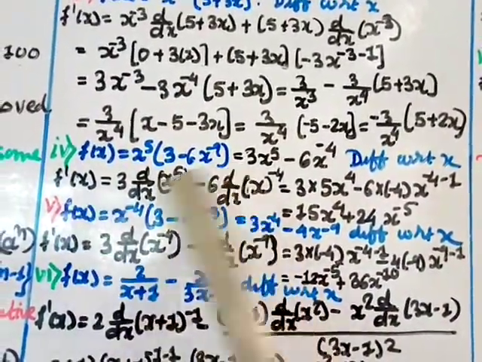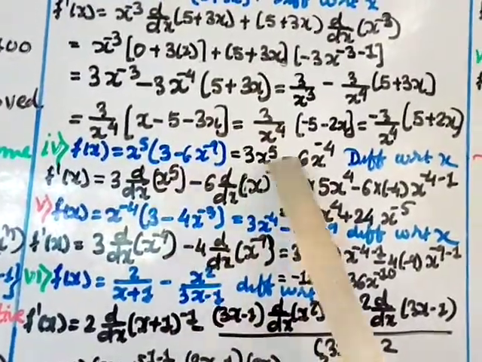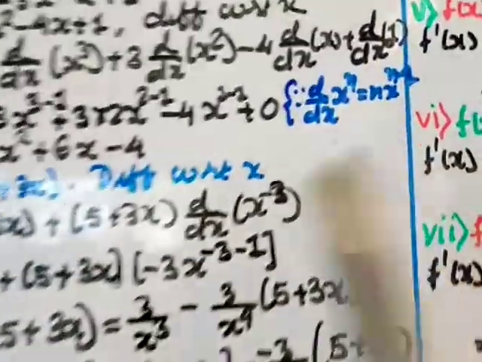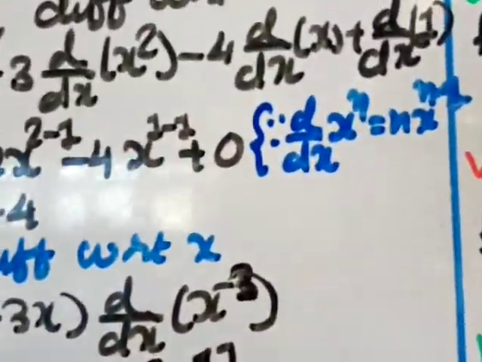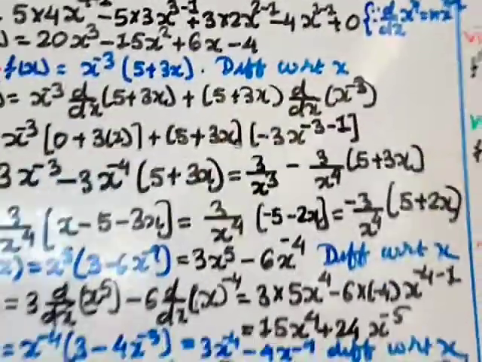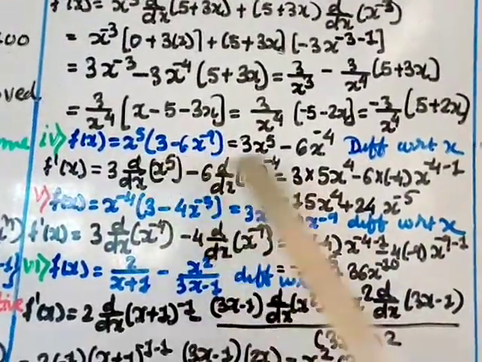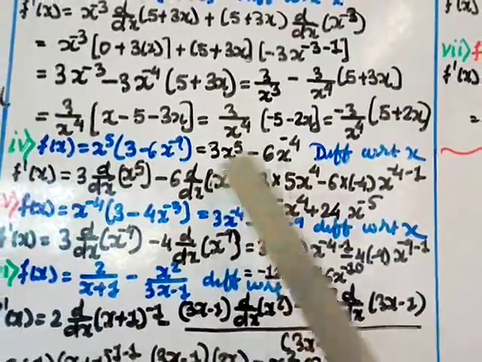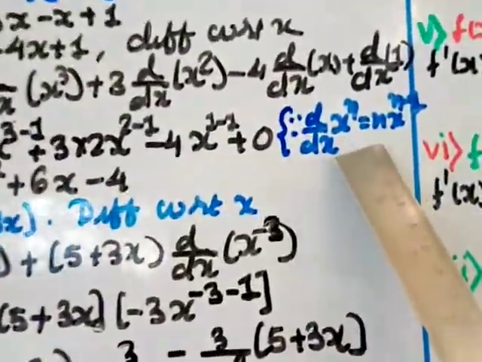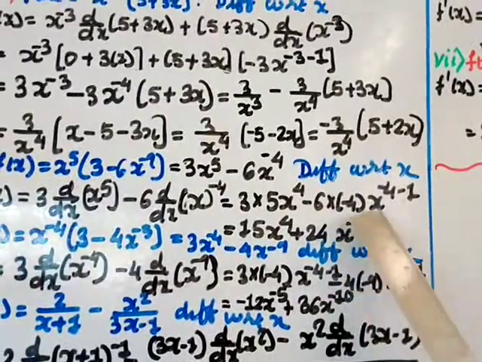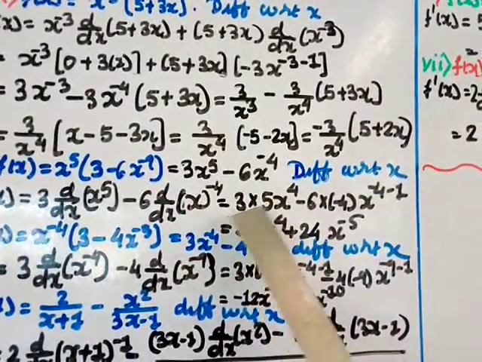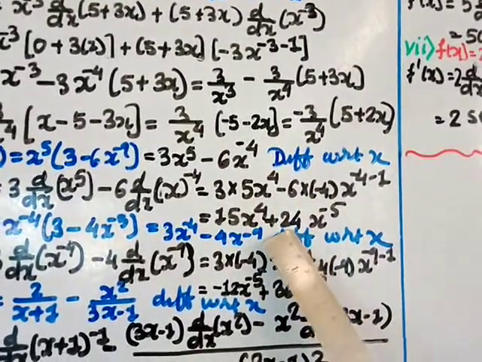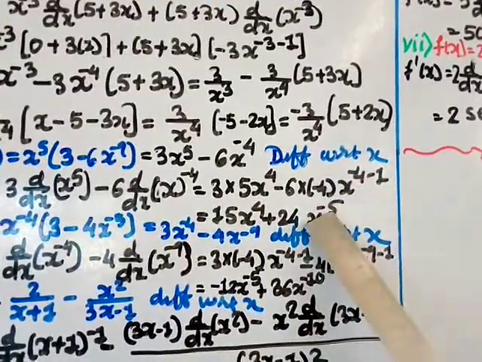So f dash x equal to 3 into d by dx of x power 5, minus 6 d by dx of x power minus 4, equal to x power n, right? Use the same result which we have used before. d by dx of x power n gives you n into x power n minus 1. So here 3 into x power 5 is 5 into x power 5 minus 1, that is 4, minus 6, and this x power minus 4, same formula, x power n, that is minus 4, I am writing here minus 4 into x power minus 4 minus 1. So here 3 into 5 is 15, x power 4, minus a minus, plus 6 into 4 is 24 into x power minus 4 minus 1 is minus 5.